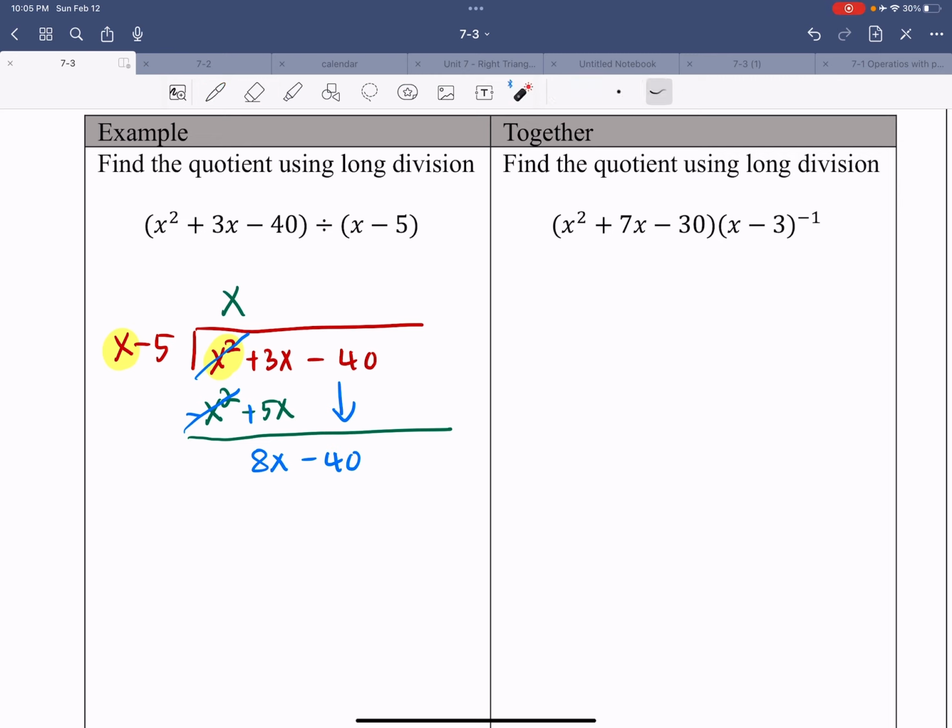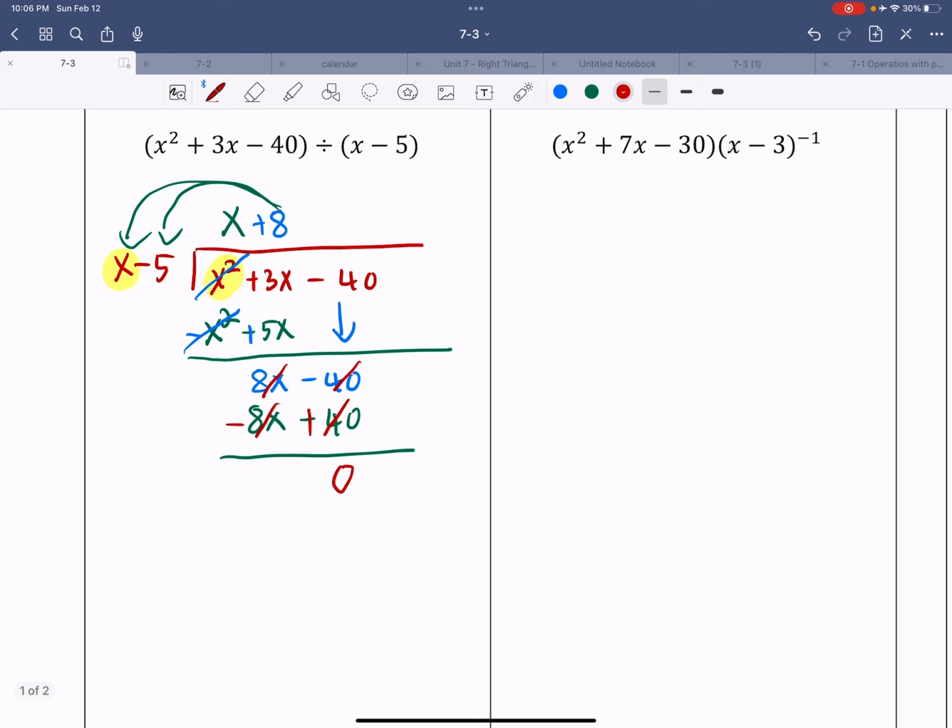That's the next one. Now you have to match this x with 8x. What should I multiply to get 8x? Plus 8, right? Because 8 times x is 8x, and 8 times negative 5 gives you negative 40. And let's subtract, which means you flip the sign. So 8x minus 8x will disappear. Negative 40 plus 40 will disappear, so you don't have a remainder. So that's how you do it, and the quotient of this division is going to be x plus 8.